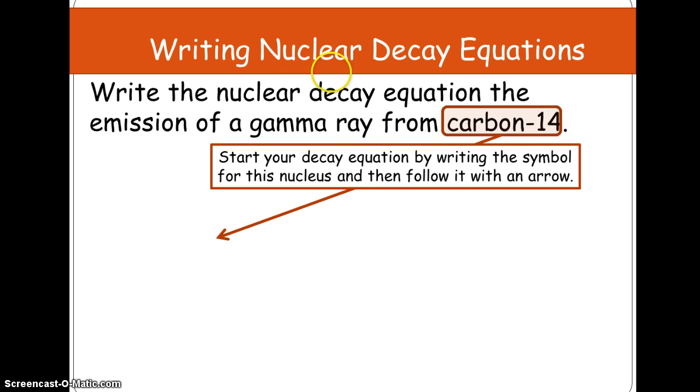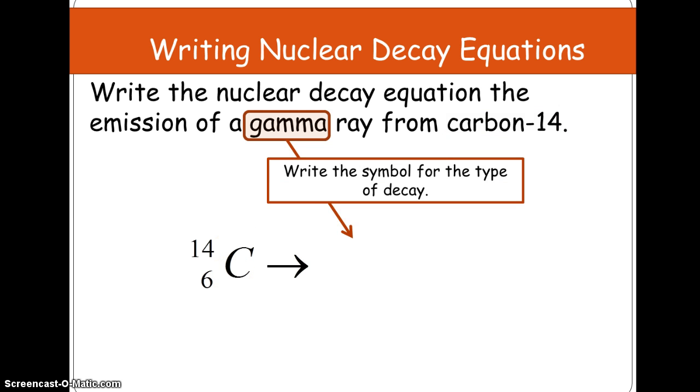So, we're going to start with step 1. We're going to write out our chemical symbol for carbon-14. Carbon-14, symbol is C. It has a mass of 14 and an atomic number of 6. So we've got our symbol for carbon-14. Next step is we're going to write the symbol for a gamma ray. Now gamma ray, this is the Greek symbol for gamma. It has a mass of 0 and an atomic number of 0.